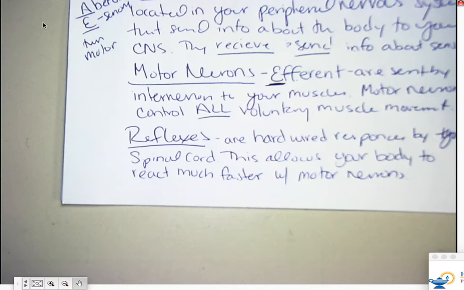Interneurons. On your whiteboard, please tell me what is the fancy term for sensory neurons? Good. What is it, Anna? Afferent. A before E. On your whiteboard, please tell me, what is the fancy term for motor neurons?